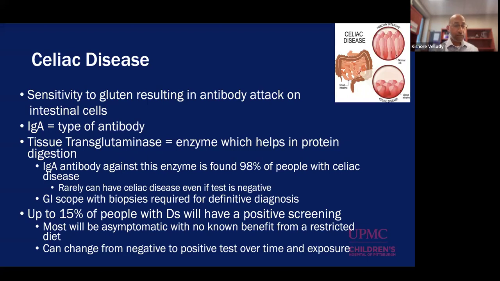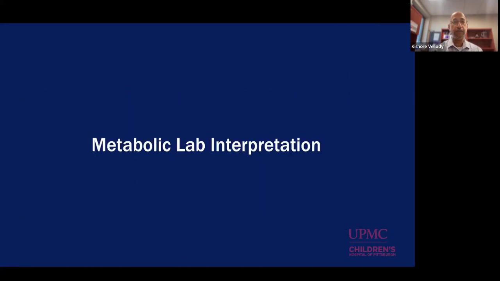And then because the child had a normal or negative testing at 2 years of age, that can change over time. So anytime there's a new symptom that would go along with celiac disease, then we would repeat the testing at that time. Okay, just a few more slides and then we'll have questions.